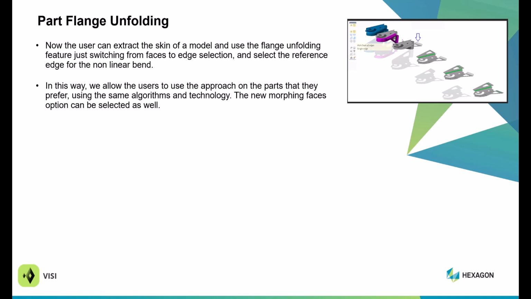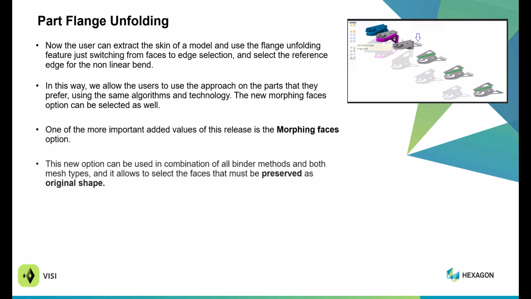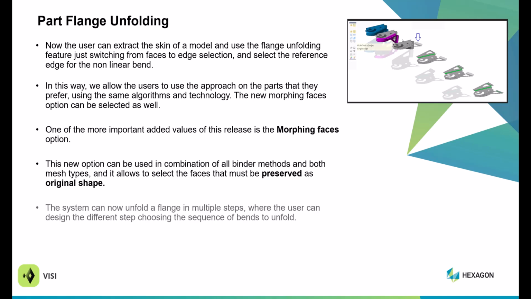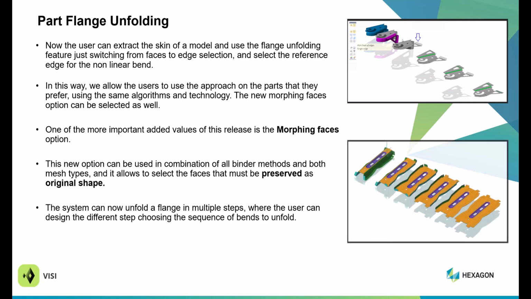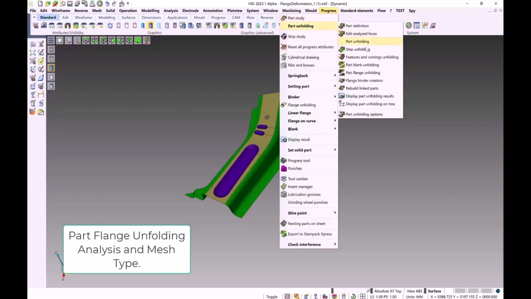There's a new morphing faces option that you can select as well. So within that morphing option, you can now do a combination of binder and mesh type surfacing. You can select preserved and select the original shapes. So if you have shapes on the other side of the flange, you can actually preserve them now. That is huge when it comes to unfolding parts. So the system can unfold multi-steps, whereas the designer can choose different areas for it to stop unfolding. So here's just a video example that kind of reviews that.